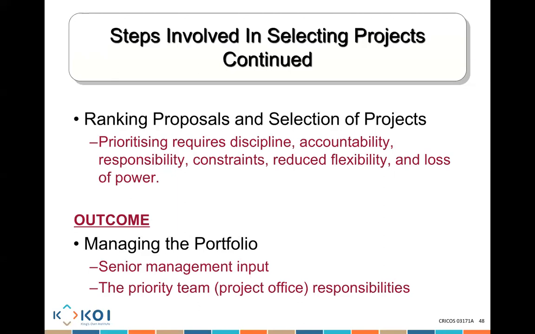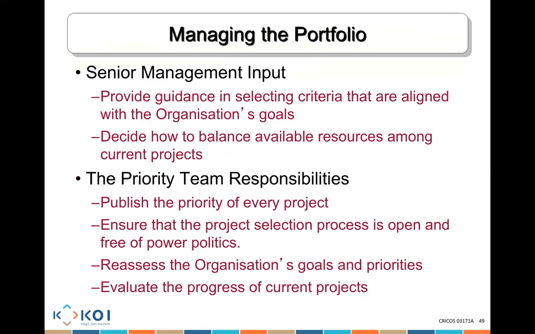Managing a portfolio involves getting senior management input a lot of the time, and ensuring the priority team understands their responsibilities. What does that actually mean? When you're choosing the portfolio, senior management provide the guidance you need to select the criteria. They ensure that the criteria you choose to assess projects meet the strategic organizational needs. They help you decide how to balance the resources available among all the current projects. We have the priority team. They publish the priority of every project: high, medium or low. They ensure that project selection is free from politics. We're choosing the project because it meets the goals. They reassess the organizational goals and priorities, because when those change, the projects we're working on must change. They also evaluate how the current projects are progressing.